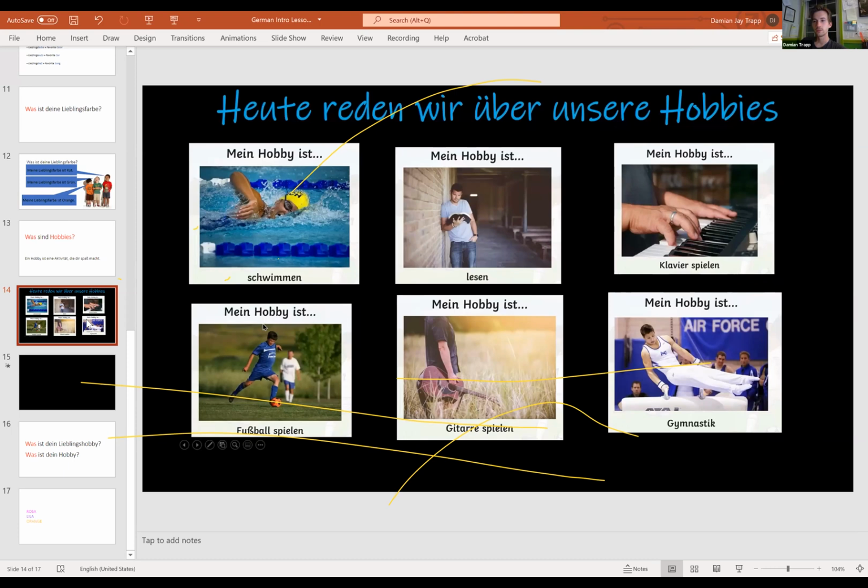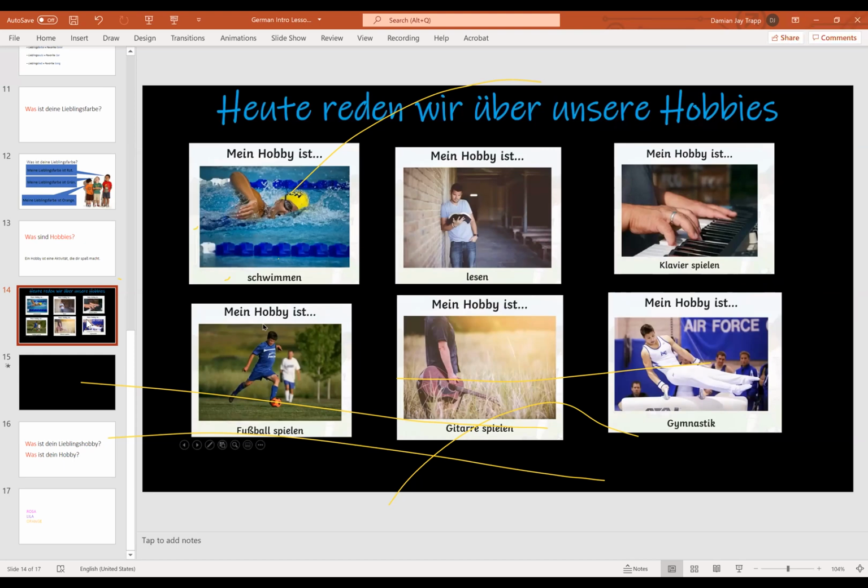I want people, they don't have to say anything, but when this is over, think about your Lieblingsfarbe, your favorite color, and maybe write down some of your other favorites, Lieblingsfarbe and Lieblingshobby. What your favorite color is, it's important, so being able to say that in German is fun.